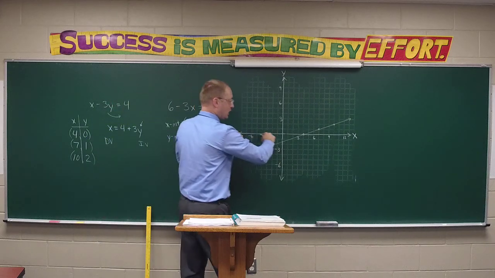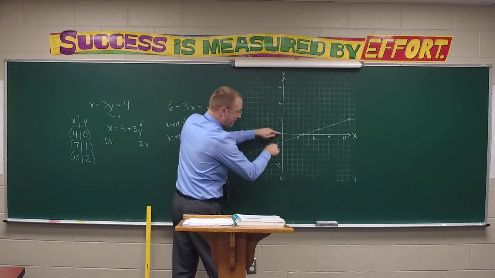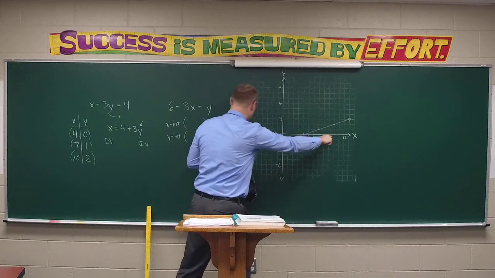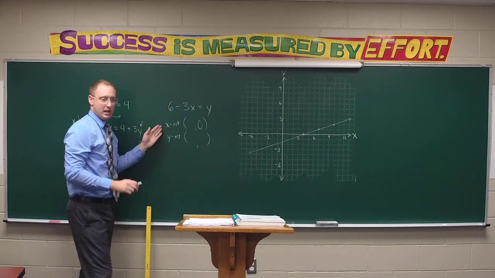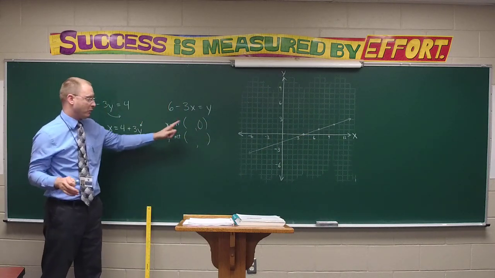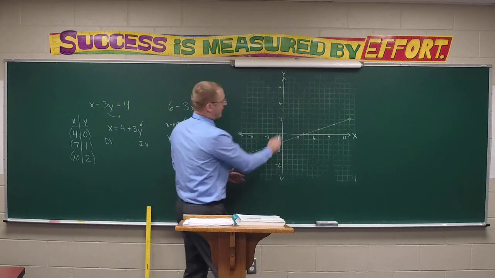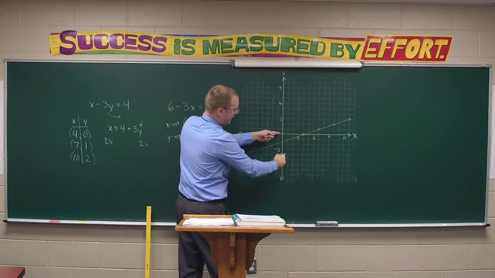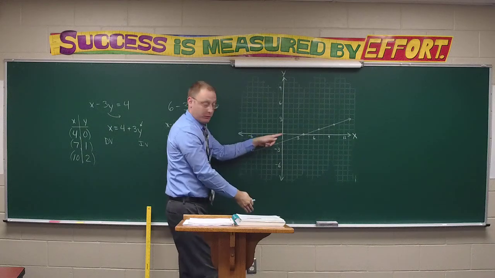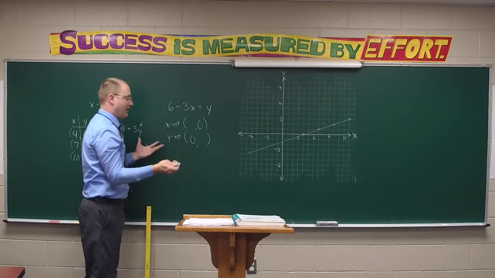Anything that crosses along here has a y value of 0. So all of your x-intercepts for any graph you ever draw will always have a y value of 0. And for that matter, anywhere a line crosses here has an x value of 0. So your y-intercept will always have an x value of 0.